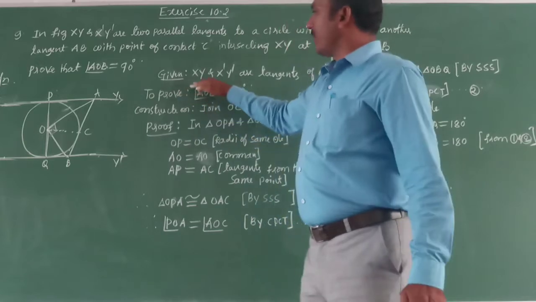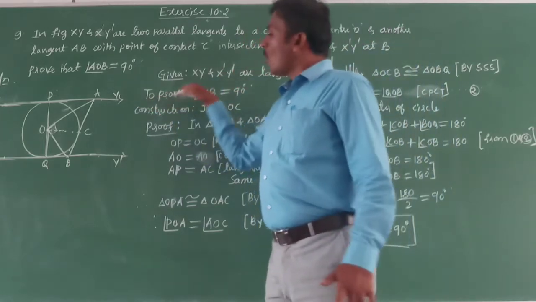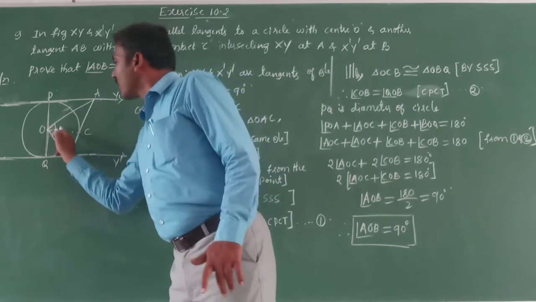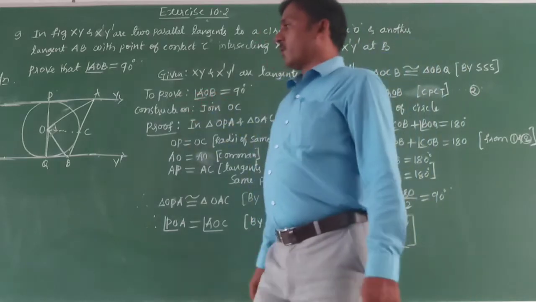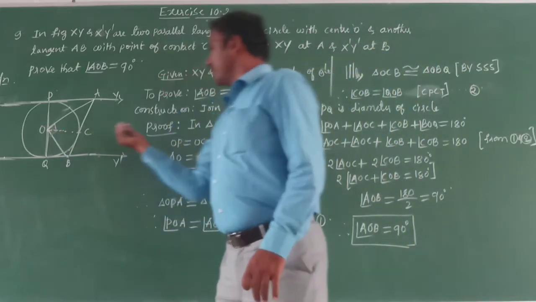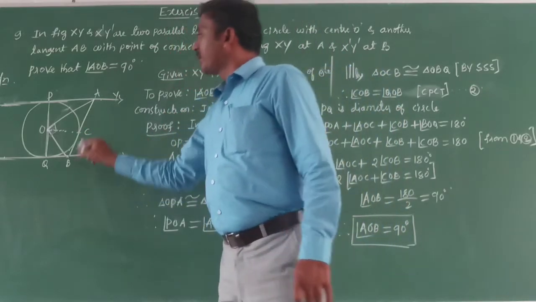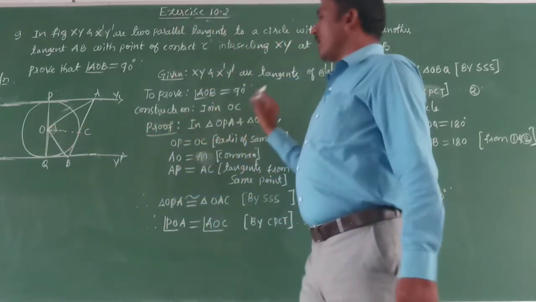You have to write. First given is XY and X'Y' are tangents of the circle. What you have to prove? To prove angle AOB is equal to 90 degrees. Here construction is required. Join OC. C is the point of contact for this tangent. So join OC.